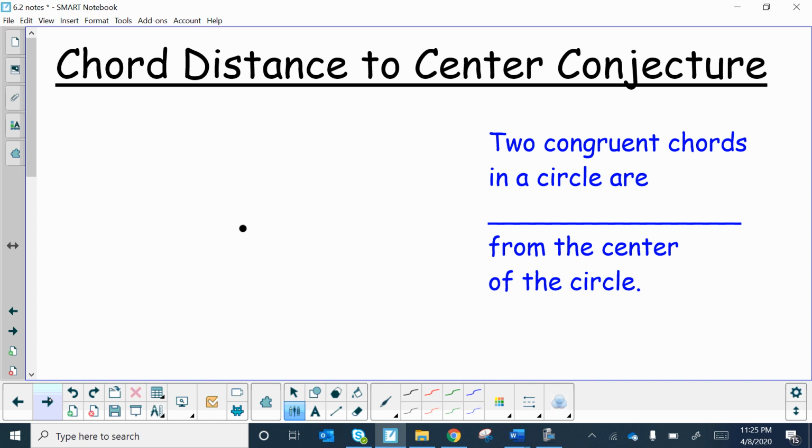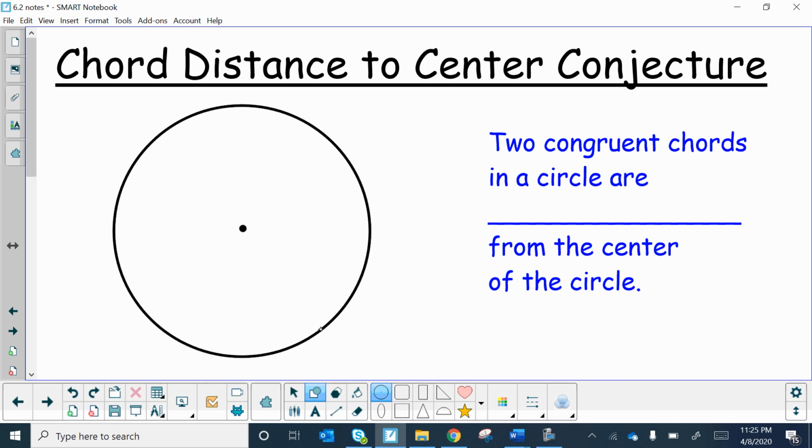All right, next conjecture. It says the chord distance to the center conjecture. It says two congruent chords in a circle are blank from the center of the circle. So two congruent chords. So let's draw our circle again. And then we have to have two congruent chords. So I'm going to put one chord there. And then we need another congruent chord over here. So remember, we're going to have to make a little mark there.